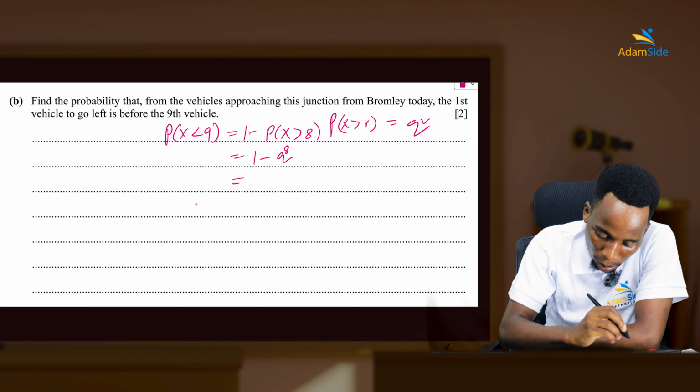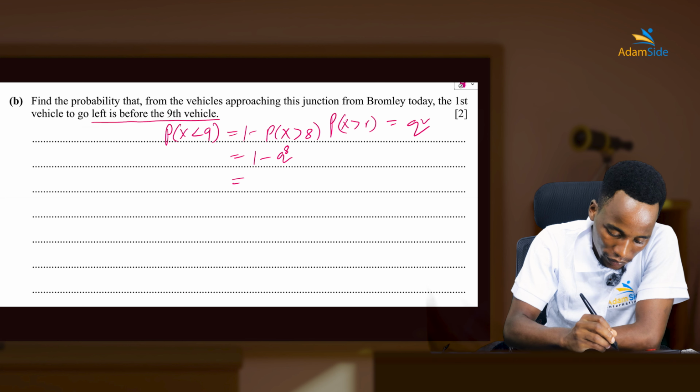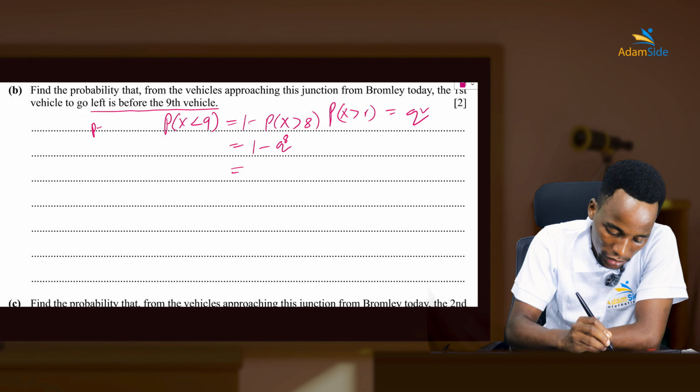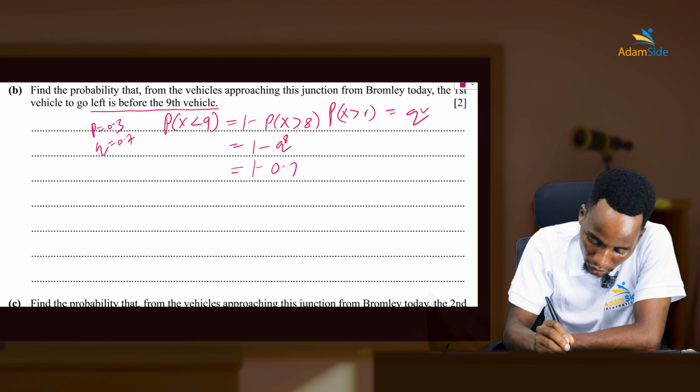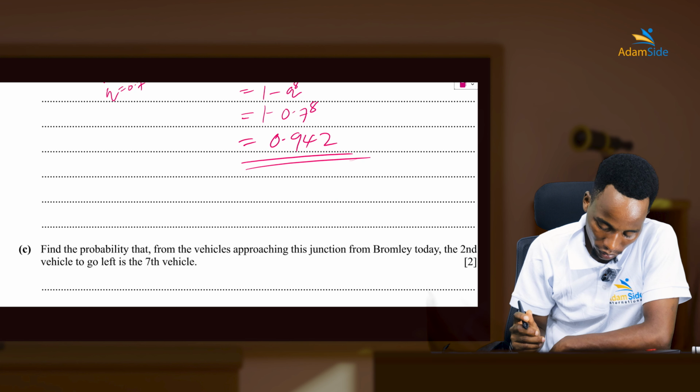And remember, the probability of success for left we know is given by 30%. So p is equal to 0.3 and q will be equal to 0.7. So it's going to be 1 take away 0.7 to the power of 8. If we key this in the calculator, it's 0.9423.